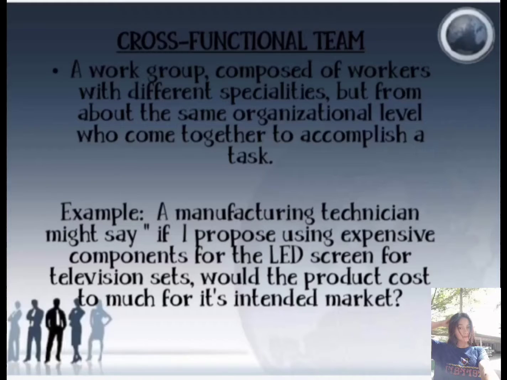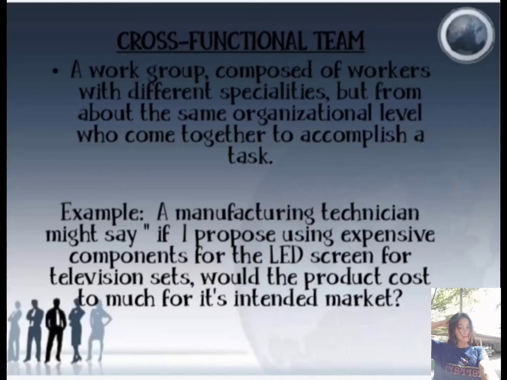Also, a leader in a cross-functional team must have the interpersonal skills to facilitate a diverse group of people with limited experience working collectively. So, to perform well on a cross-functional team, a person has to think in terms of the good of the larger organization rather than in terms of his or her own specialty.